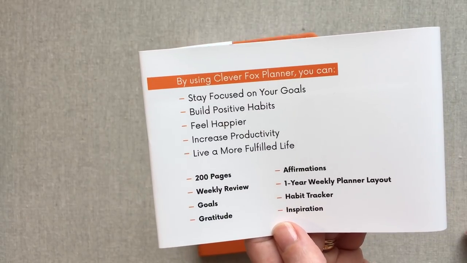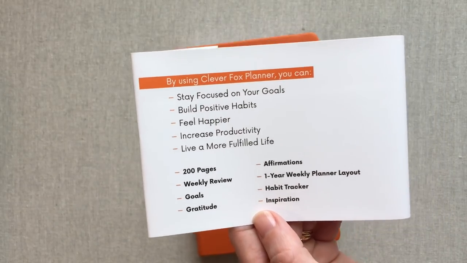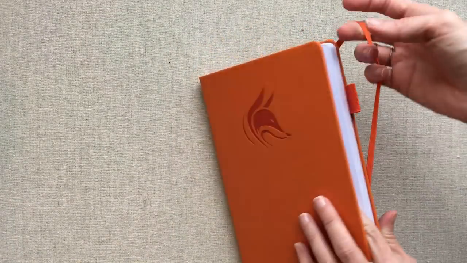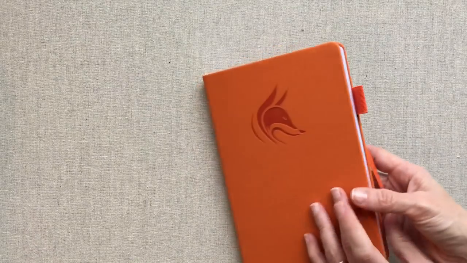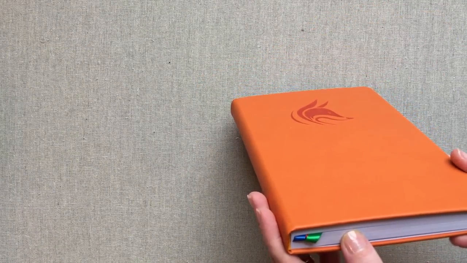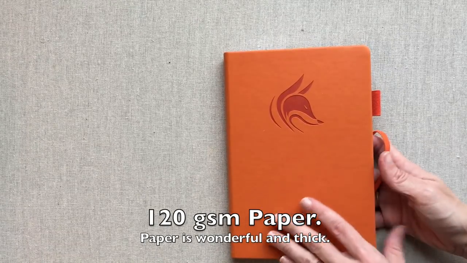This is 200 pages. It is a weekly undated, and we're going to go over all these things that are included in it. I do not know the GSM or the paperweight as of right now. I have emailed to try to find out because it's not on Amazon where I can see it. If I find out, I will stick it in the video right here.